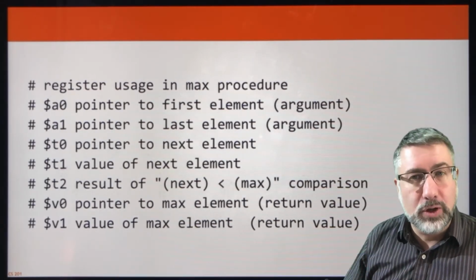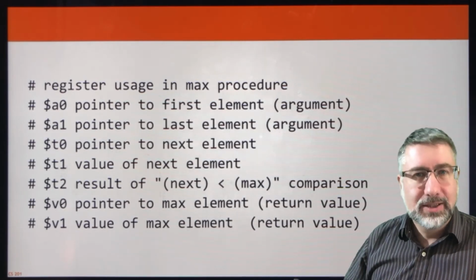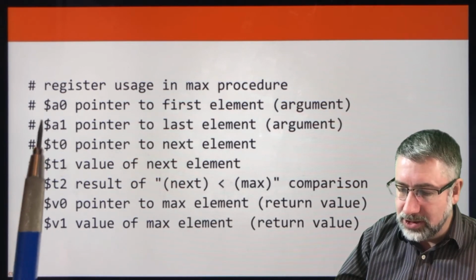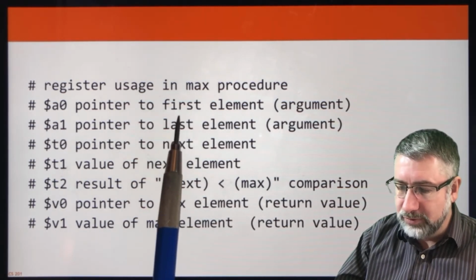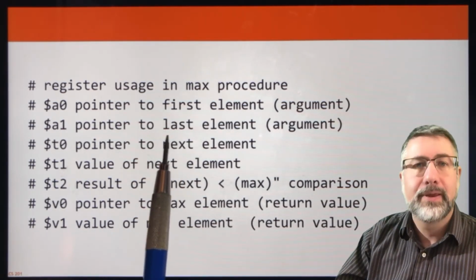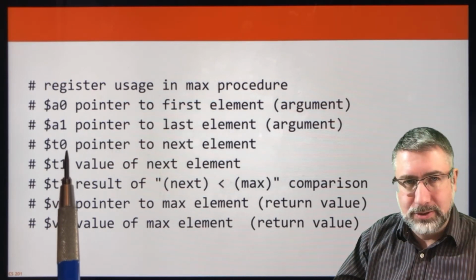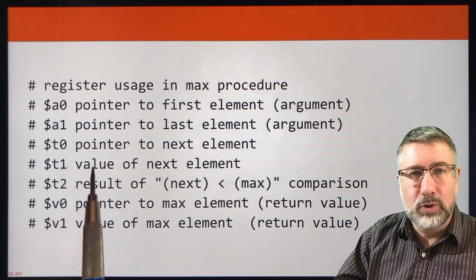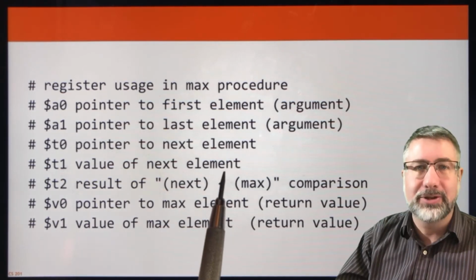These are the registers that I'm using in the max subroutine. I'm going to be expecting arguments in A0 and A1 for the pointers to the first and last element in the array. I'm going to have a register T0, which is going to point to the next element that I'm considering. I'm going to have T1 that's going to be the value of the next element that I'm considering.